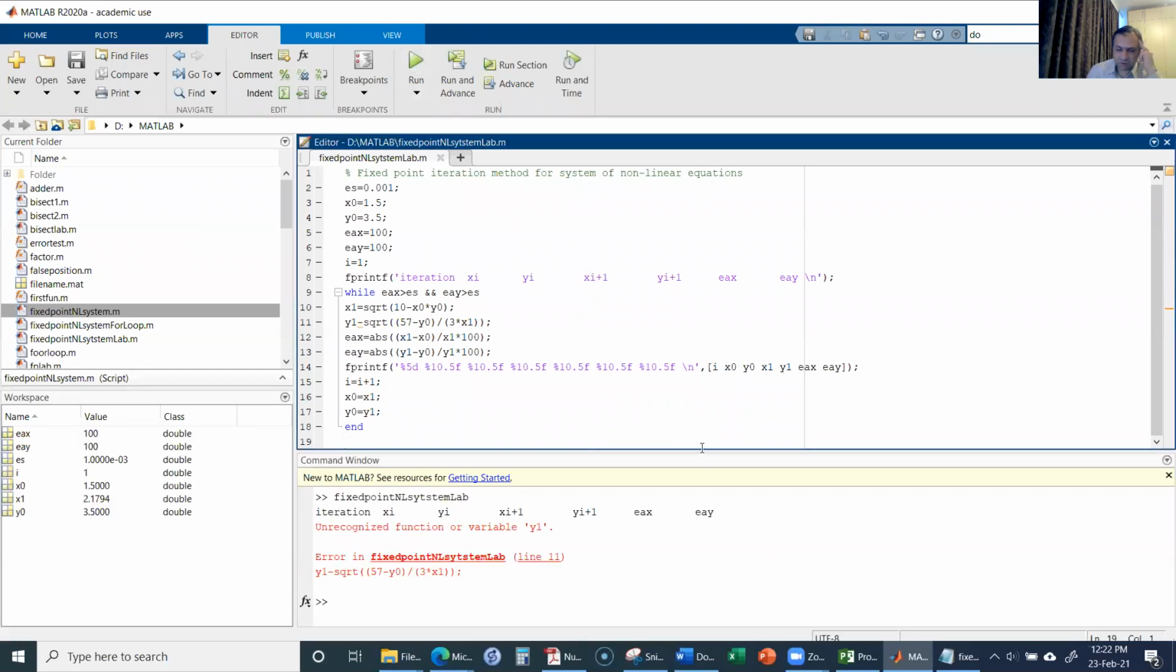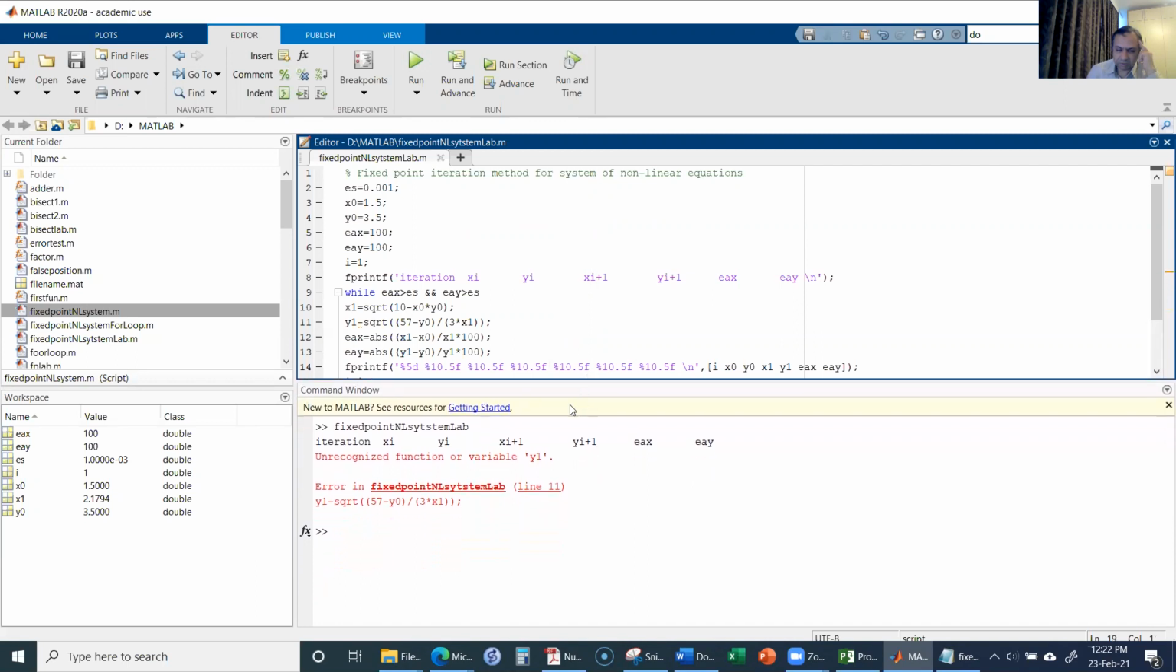Okay, so this means that I have made some error. What is that error over here? It says the error is unrecognized function or variable y1, and error in fixed point line 11, y1 is equal to sqrt. So there is some error over here, and I need to fix it.